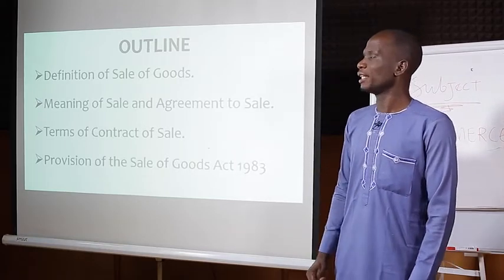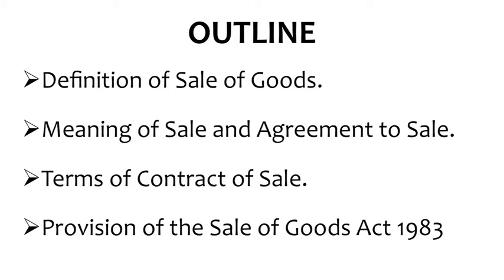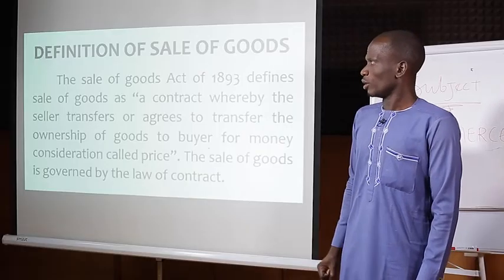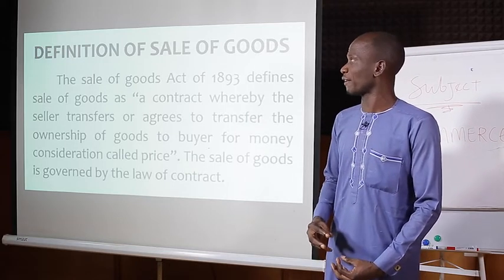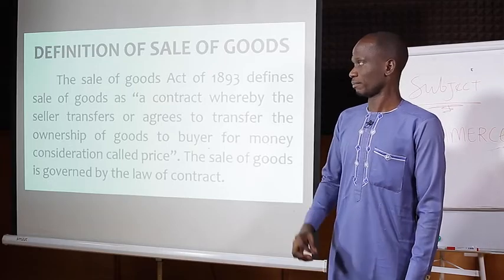In this lesson, we shall be looking at the following items. One, definition of sales of goods. Two, meaning of sale and agreement to sell. The third one is terms of contract of sale. And the fourth one is provisions of the Sale of Goods Act 1893. Now, we shall look at the first item, that is the meaning or the definition of sales of goods.